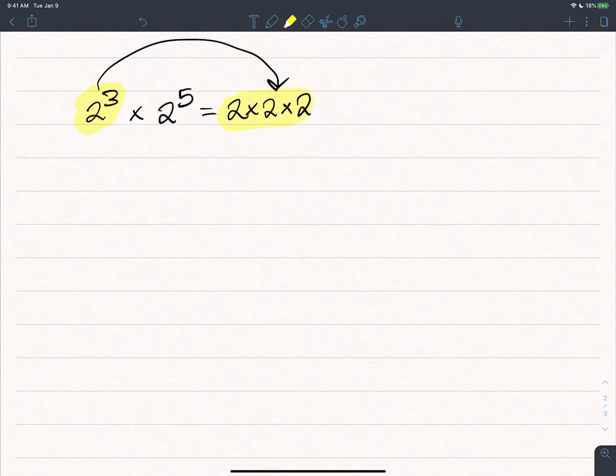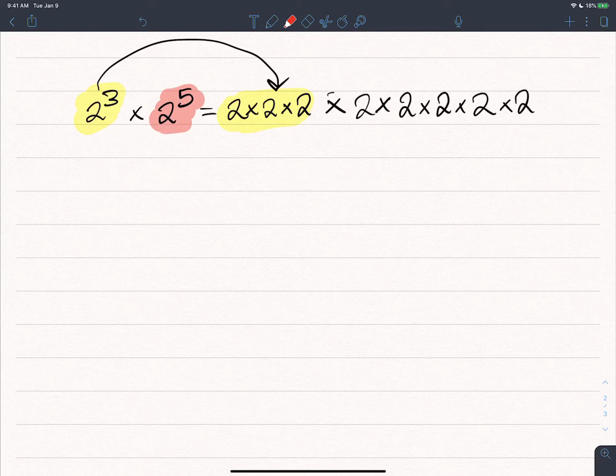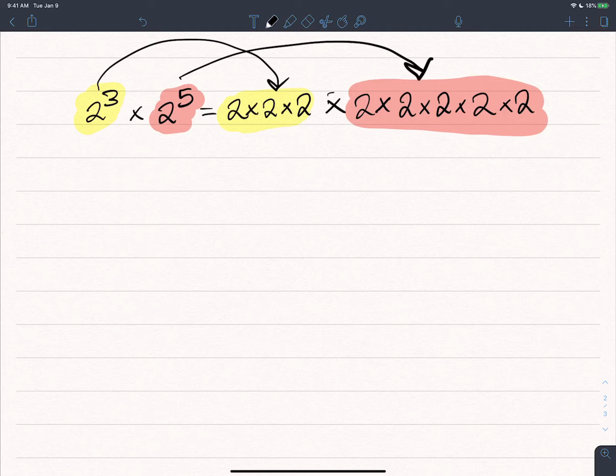And then we have times 2 to the 5th. 2 to the 5th is 2 times 2 times 2 times 2 times 2. So this part is 2 to the 5th. And what you can see is that when we expanded both of them out, all we're left with is a whole bunch of 2's multiplied by themselves, right? So we could just count how many 2's there are. There are 1, 2, 3, 4, 5, 6, 7, 8. 8 2's multiplied by themselves.